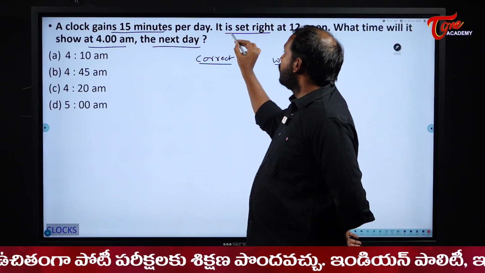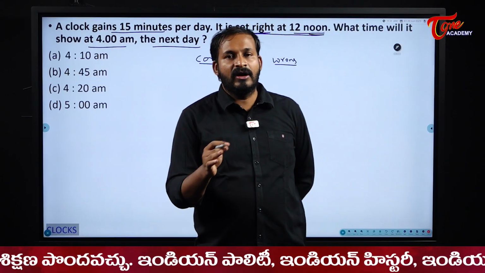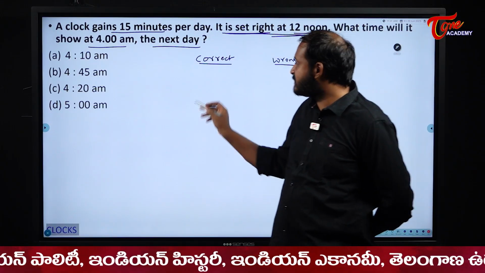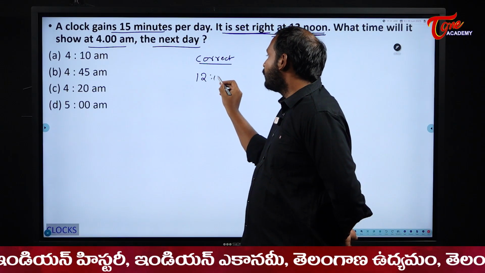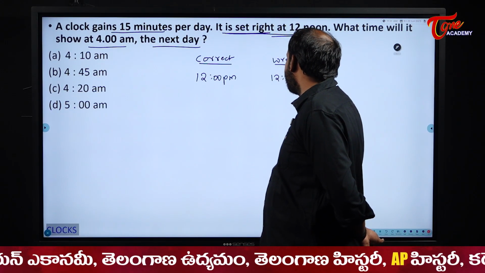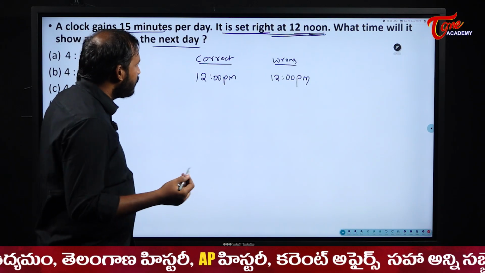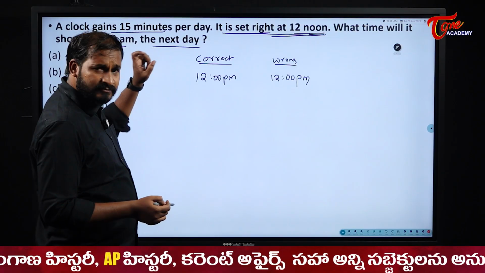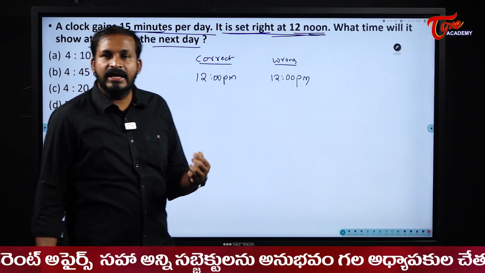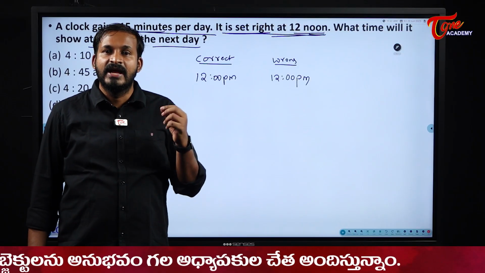Now, it is set right at 12 noon. That means both the clocks, my correct clock and my wrong clock, are set right at 12 noon. So in both the clocks it is showing 12 p.m. each. 12 noon means 12 p.m., we all know. Okay, good. Now see here, it is gaining how many minutes in a day? It is gaining 15 minutes per day. My given wrong clock will gain 15 minutes in a day.